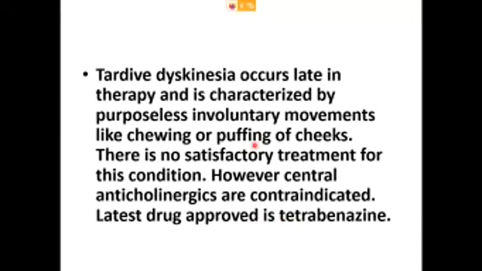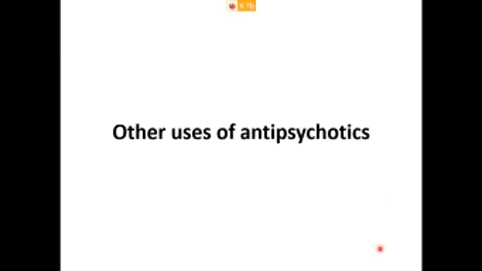And tardive dyskinesia, yesterday I explained the mechanism. Because of blocking your dopamine receptors for a long time, there will be upregulation of new receptors. Because of the upregulation of the new dopamine receptors, it can produce purposeless involuntary movements like rabbit chewing, puffing of cheeks. So there is no satisfactory treatment for the condition. But the central anticholinergic drugs are contraindicated in this case. But nowadays the latest drugs approved for this condition are tetrabenazine and valbenazine, which are VMAT2 inhibitors. Okay, tetrabenazine, valbenazine, VMAT2 inhibitors, drugs of choice for tardive dyskinesia. Sodium valproate also has activity in tardive dyskinesia.